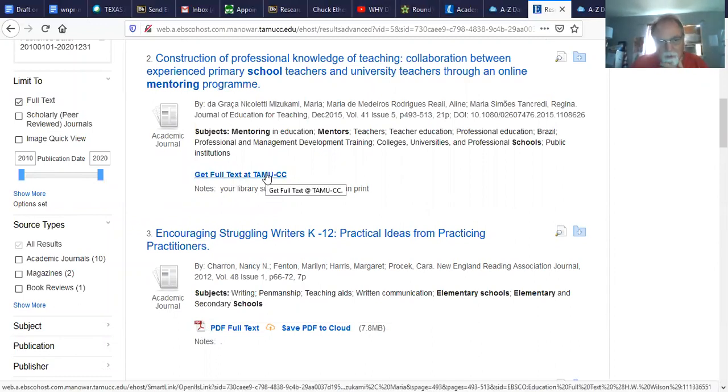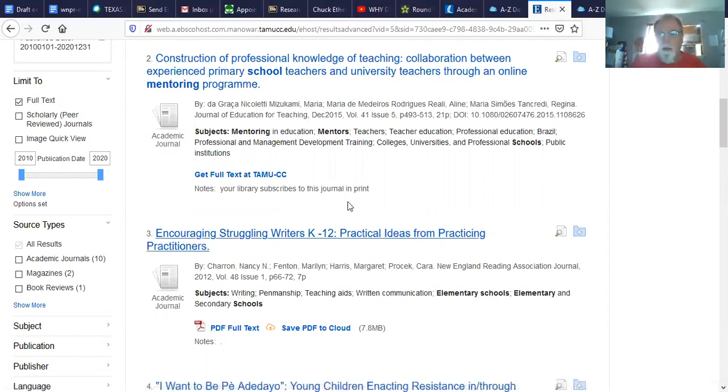It shows you how to get on full text at TAMUCC, or you can click on this and get the full article, the full PDF text, immediately. So you can get a lot of these resources from the library without actually physically going to the library. Then once you've found the article, you can get started.